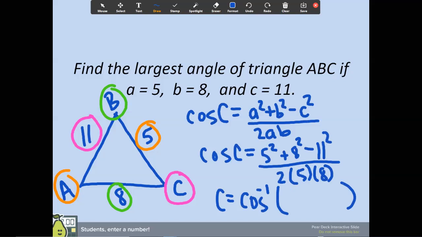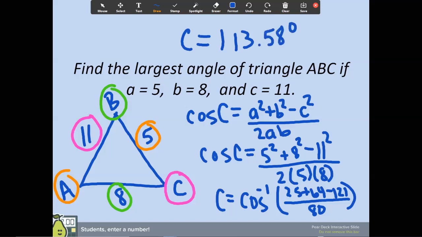Here, I'm just going to clean it up slightly. So that's 25 plus 64 minus 121 over 80. But again, you don't even have to do all that. You can just do cosine inverse of the rest of that, making sure the calculator is in degrees. So I just typed cosine inverse, and I'm going to do my alpha y equal on my calculator to get it as a fraction. So I have 5 squared, which is 25, plus 8 squared, which is 64, minus 11 squared, which is 121, over 2 times 5 times 8, which is 80. And I ended up with my C being 113.58 degrees if I round it. And that's my answer.